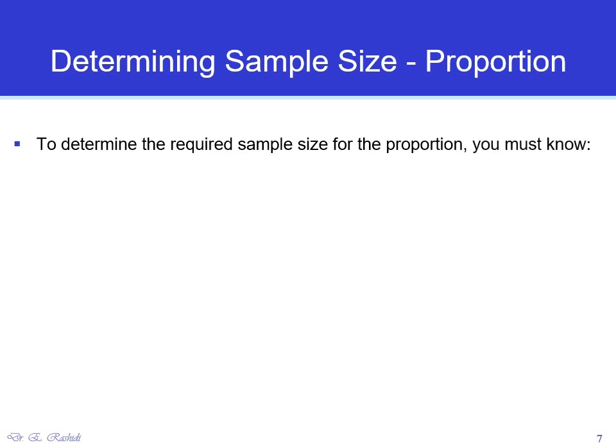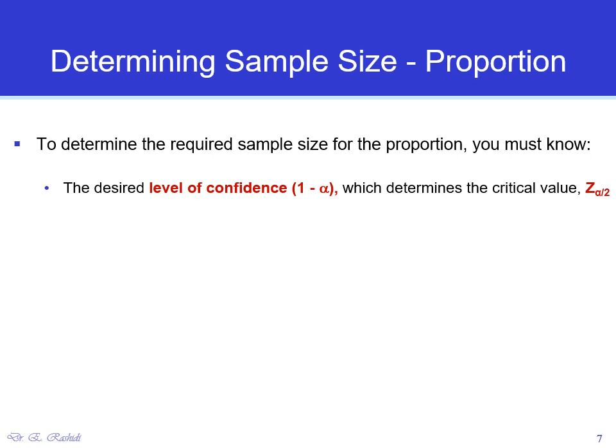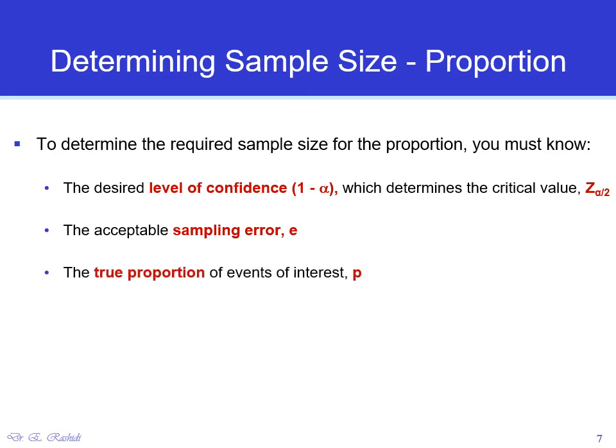To determine the required sample size for the proportion, you must know, first, the desired level of confidence, which is 1 minus alpha. From there, you can determine the critical value z of alpha over 2. And also, you need to know the acceptable sampling or margin of error E. And the true proportion of events of interest P, based on the formula that we got previously. But how can we know P? We don't know P. We want to estimate P.